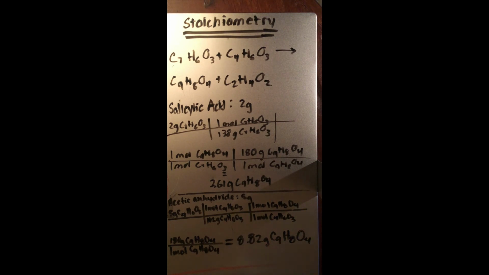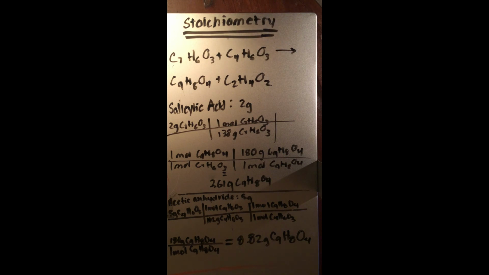Because the amount of salicylic acid we have makes less acetyl salicylic acid than the amount of acetic anhydride, salicylic acid is our limiting reagent, and acetic anhydride is our excess. In this case, our theoretical yield is the amount that can be made from 2 grams of salicylic acid, which is 2,610 milligrams of aspirin.